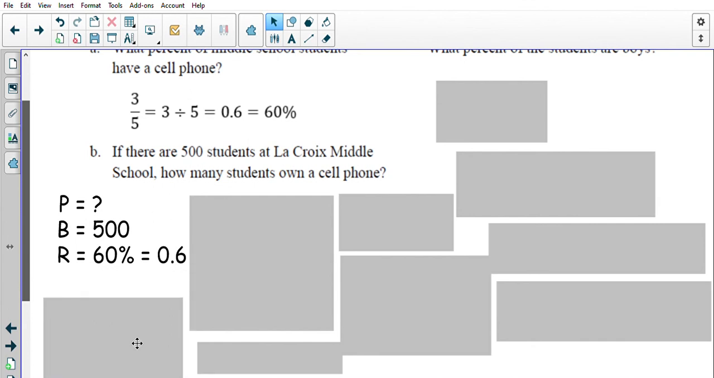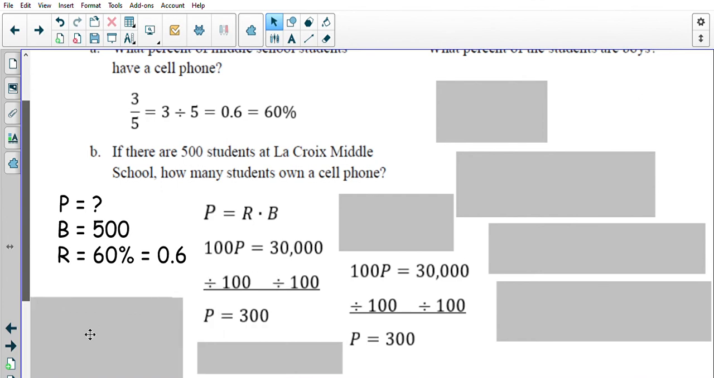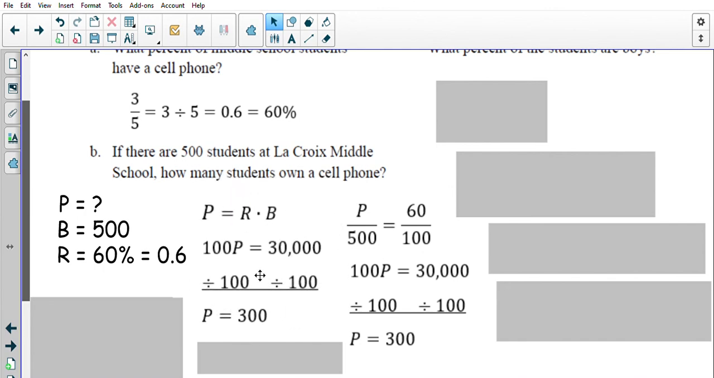Well, our part is our unknown. 500 is the total number of students. That's B. And our percent, we just found in part A. It's 60% or 0.6. So the percent equation will look like this. P equals R times B. Did I flip-flop these around? I must not have copied the other, that's weird. So we have P equals R times B. So this one, it's going to get us 300.